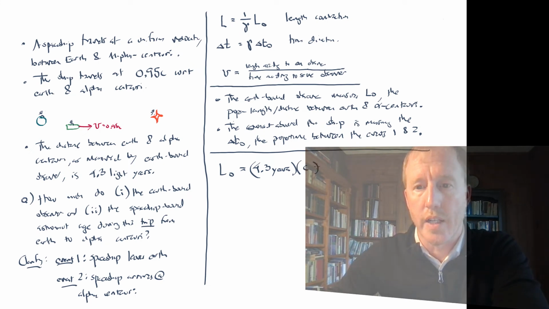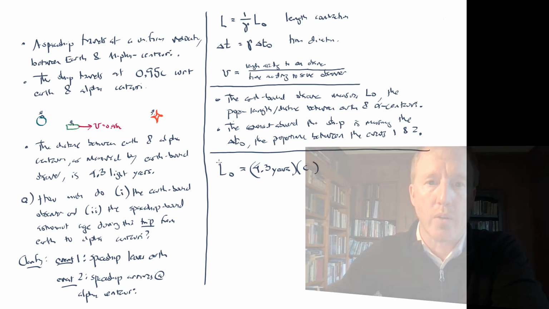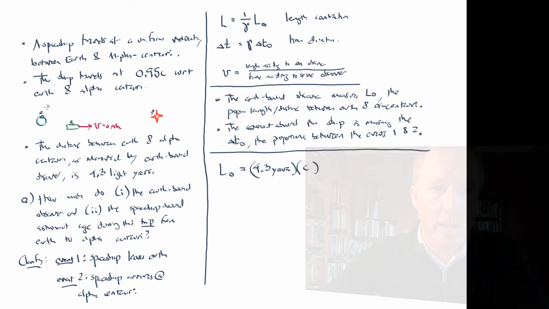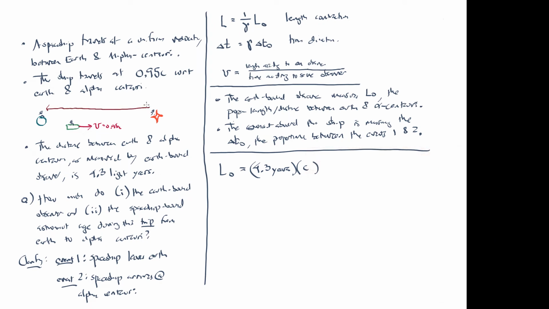We could write the speed of light in meters per year and then multiply by 4.3 years, and that would be the proper length, or the distance between Earth and Alpha Centauri. So why don't I just write that right here, because this picture really captures the perspective of the people on Earth and Alpha Centauri. They're measuring the proper length.